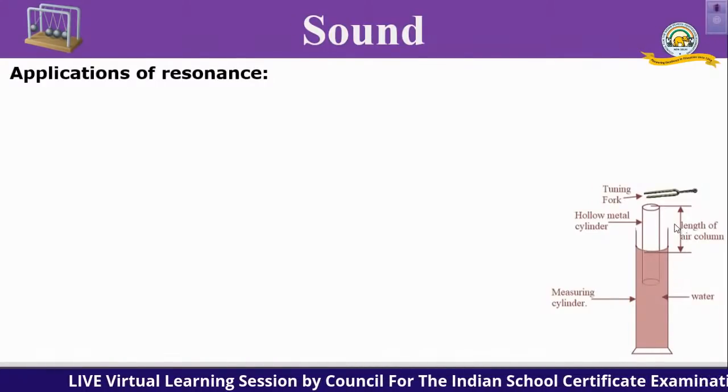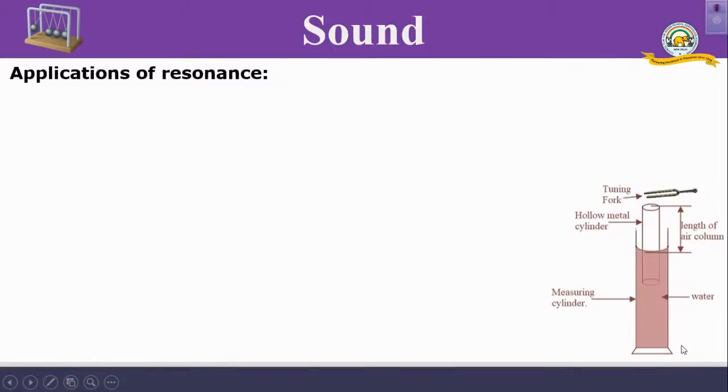You can show this experiment in school also. In the measuring cylinder you take any hollow pipe, made of plastic or metal, whichever is available, and you immerse it partially. From the surface of the water to the edge of the tube forms the air column, and it will have a certain natural frequency depending on its length. Now when I take a tuning fork, children, I hope you know what a tuning fork is.